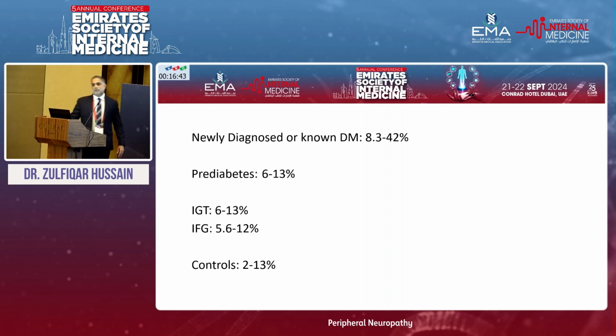If we look at diabetic patients, whether newly diagnosed or not, the percentage goes up to 42%. Even in pre-diabetes, it goes up to 12%. Abnormal glucose tolerance and impaired fasting glucose also have a significant number of patients, as compared to the control population, which has much less.